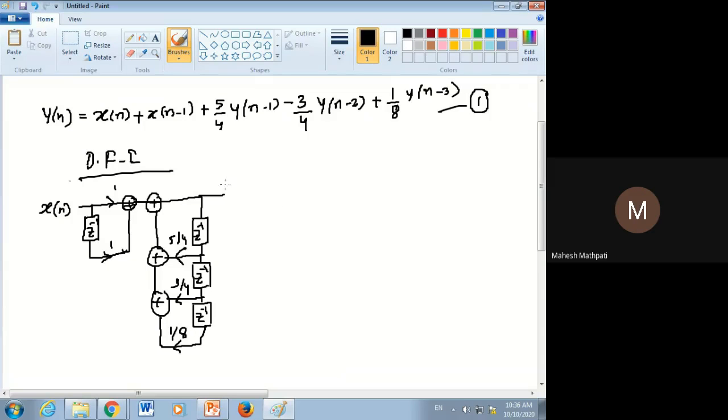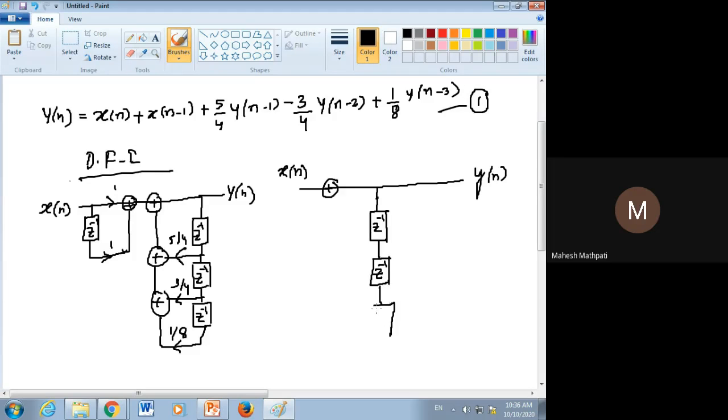How many of you have got direct form 1? Yes, sir. Everyone has it? Sometimes the mistakes I have observed in the examination are that students forget to write x of n and y of n. Sometimes they keep only an empty box, with no z inverse. If only an empty box is there, you will get double zero marks, not one zero, two zeros. So remember that the block should be filled by z inverse, and you have to give the proper input and proper output also.